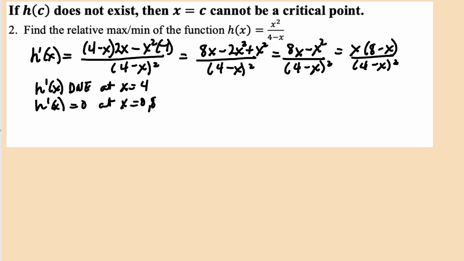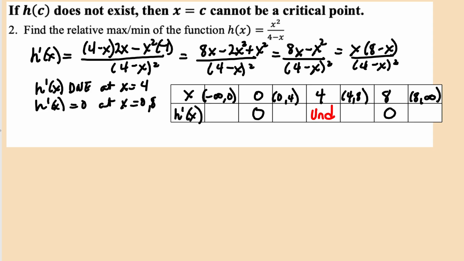Let's take a look at something else. Let's find the derivative of h of x. I have found the derivative using the quotient rule, and I have simplified it to this point right here. The derivative does not exist when the denominator is 0. That's at 4. And another critical point is when the derivative is equal to 0, and that's when I'm looking at my numerator, and that's going to happen at 0 and 8. So these are numbers I want to look at.